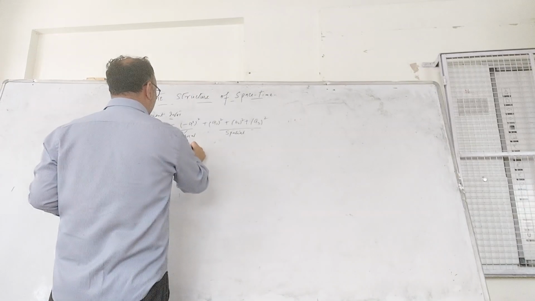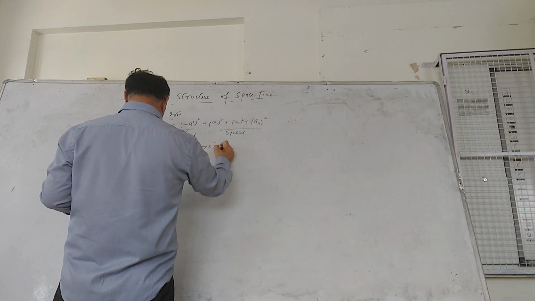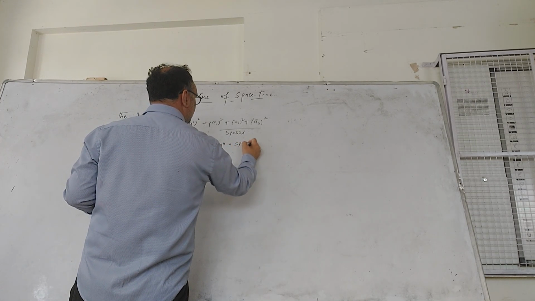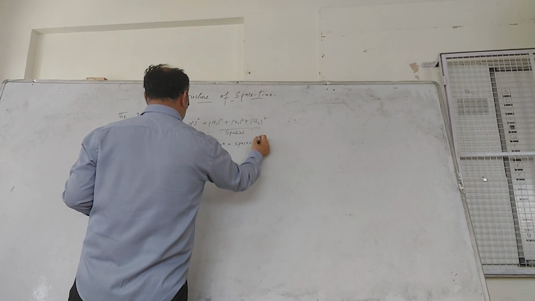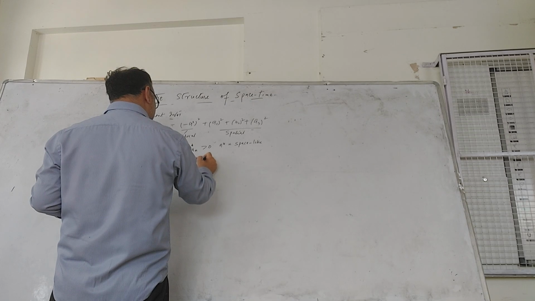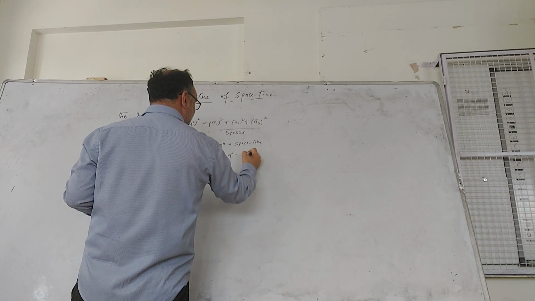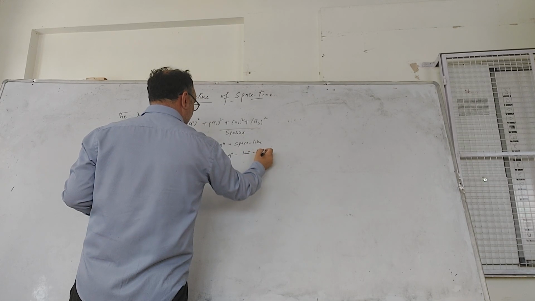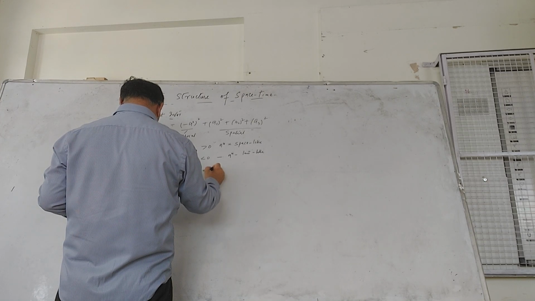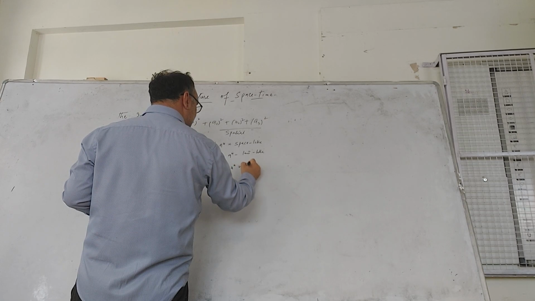a mu a mu. If a mu is greater than zero, a mu is called space-like. If a mu is less than zero, it's called time-like. If a mu is equal to zero, it's called light-like.